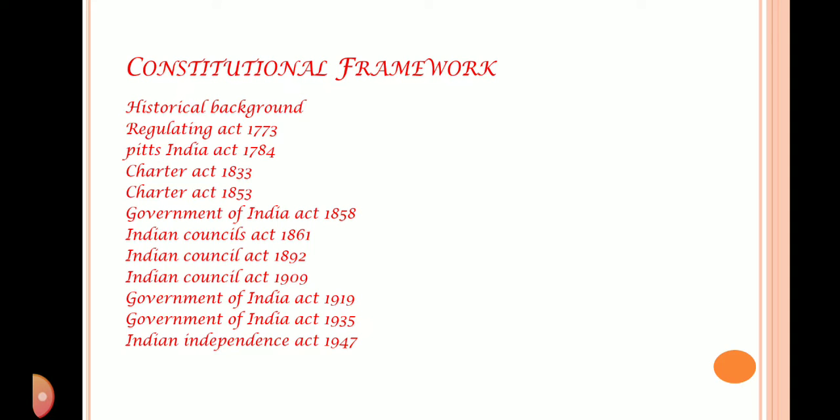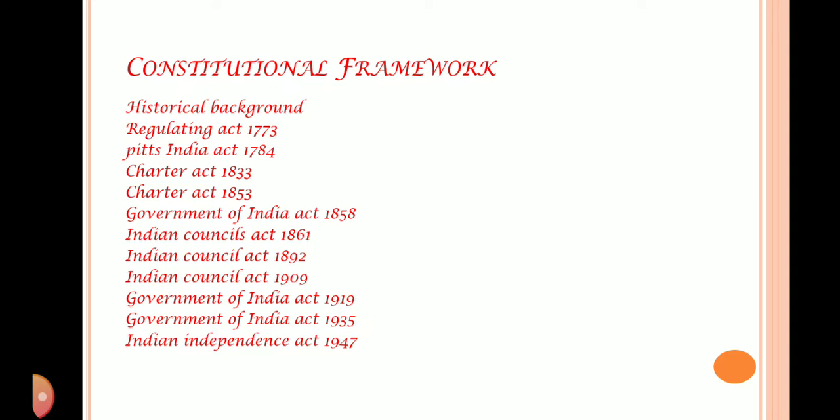The central subjects were defense, foreign affairs, currency, railway, and telecommunication. The provincial subjects included education, health, irrigation, and local government. The Governor General's Executive Council was responsible to the Secretary of State for India, who was sitting in London. The Governor General retained the right to certify any legislation which he considered essential. The Act provided for the establishment of Public Service Commission in India for the first time.